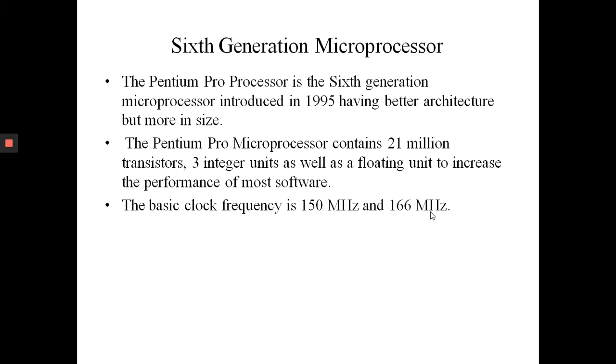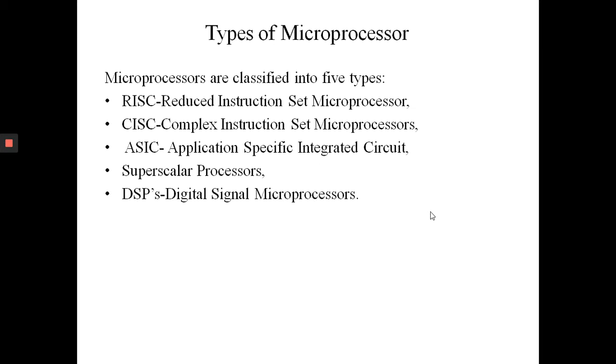The sixth generation microprocessors were introduced in the year 1995, having better architecture but more in size. The Pentium Pro microprocessor contained 21 million transistors, 3 integer units, as well as a floating point unit to increase the performance of most software. The basic clock frequency is 150 MHz and 166 MHz.